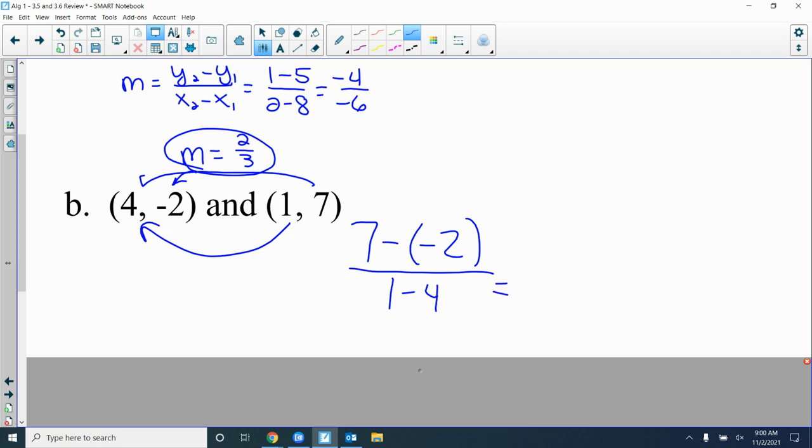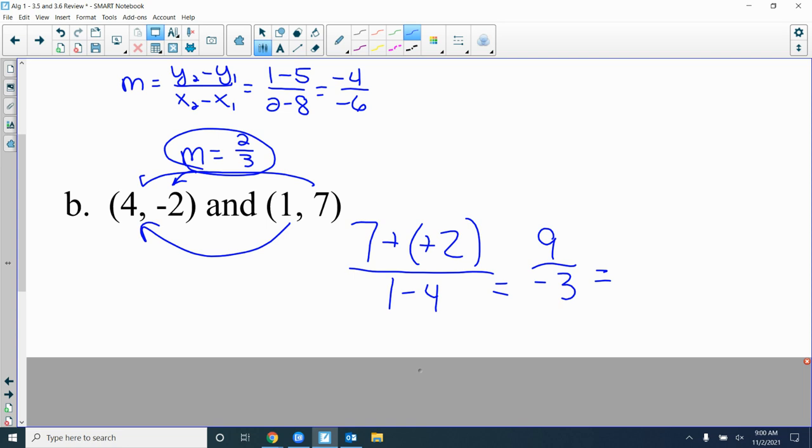Okay, what happens when you subtract a negative? You add, right? So 7 plus 2 is 9. What do you get when you do 1 minus 4? And what is 9? Guys, you can't leave it like this. What's 9 divided by -3?